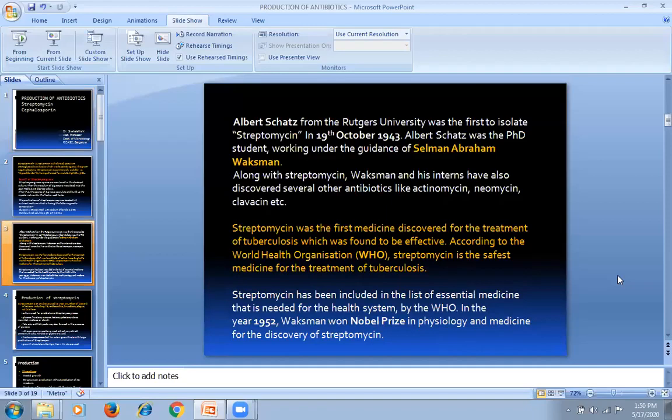This streptomycin was the first medicine discovered for the treatment of tuberculosis, which was very effective. According to WHO, the World Health Organization, it is the safest medicine for treatment of tuberculosis. It has been included in the list of essential medicines needed for the health system by WHO. In the year 1952, Waksman won the Nobel Prize in Physiology and Medicine for discovering streptomycin.